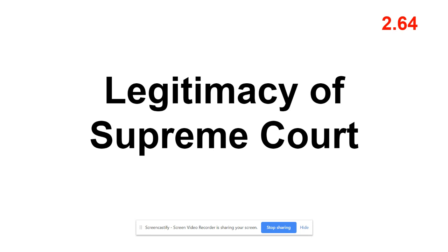Okay, 2.64, legitimacy of the Supreme Court. And what we mean by legitimacy is like we believe in it. Legitimacy means something we believe in, something that we can all have faith in. And there are some reasons why people question whether the Supreme Court should get to do what it does in terms of the big rulings that it makes.